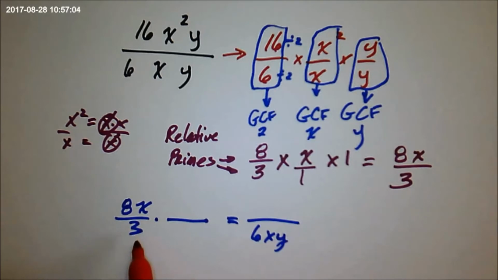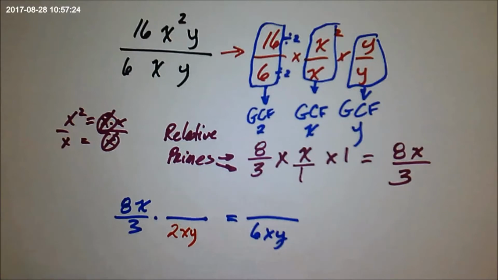This is also a tie-in for what's going to come tomorrow. Tomorrow you're going to be adding and subtracting these things, and you have to get a common denominator. So we have to figure out 3 times what equals 6xy. That's actually the lowest common multiple. It turns out it's going to be 2xy, because 3 times 2 is 6, yes? And then, of course, xy.